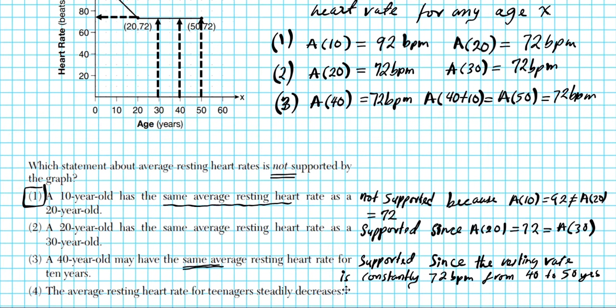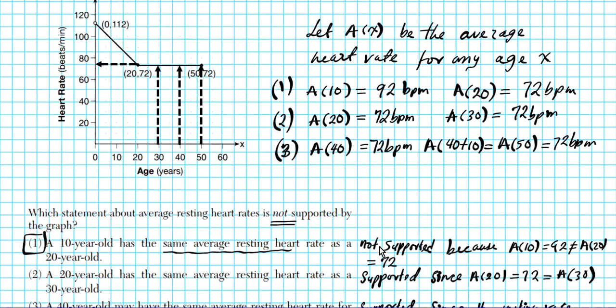Okay. Option 4. The average resting heart rate for teenagers steadily decreases. So if we're looking at increment or decrement, we're looking at slope. Okay.